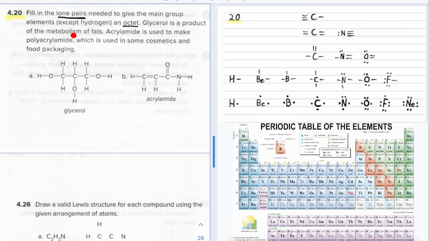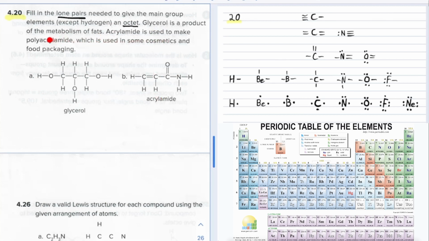Glycerol is a product of the metabolism of fats. So this is like your building block for lipid molecules. What happens is this glycerol molecule has the capability to attach 3 fatty acid molecules, and they attach here on to the oxygen. So you have one attached here, one attached here, and one attached here, and that's basically your fat molecule. This is just the building block for fat molecules. And when fat is broken down, you get this molecule back. So it's a product of the metabolism of fats.